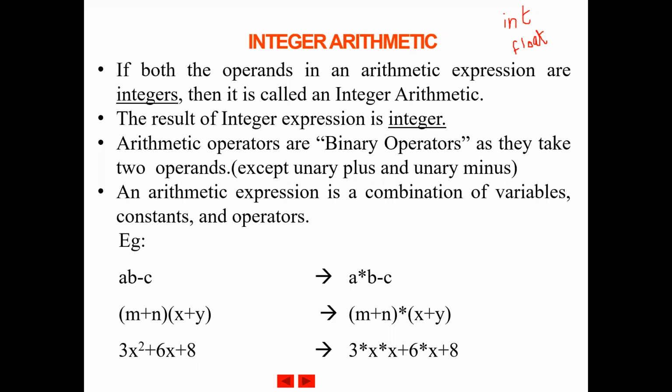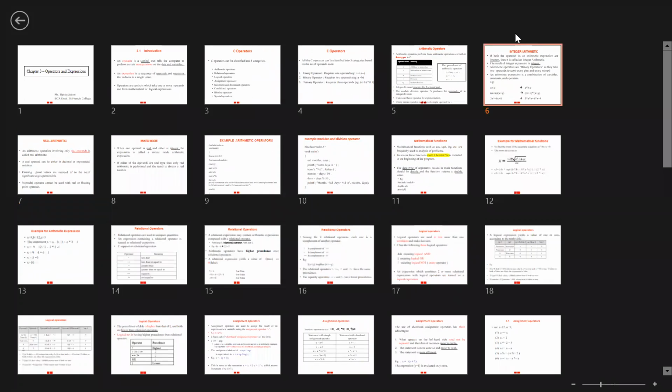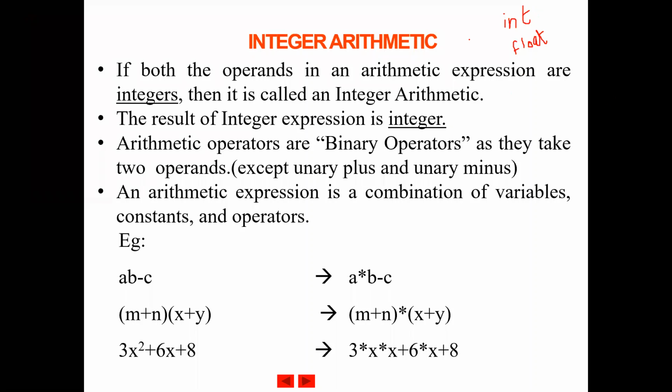If both the operands are declared as integer, then it will be performing integer arithmetic. Understood?